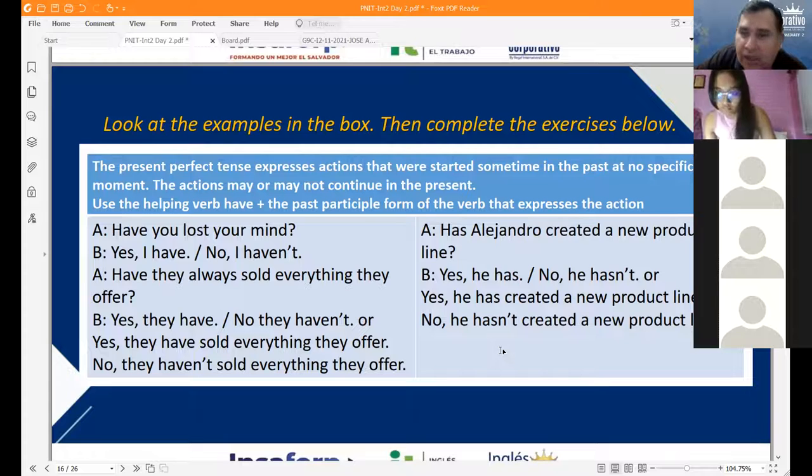have they always sold everything they offer? Yes, they have. No, they haven't. Or yes, they have sold everything they offer. Or no, they haven't sold everything they offer. Has Alejandro created a new product line? Yes, he has. Or no, he hasn't. Or he has created a new product line. No, he hasn't created a new product line.